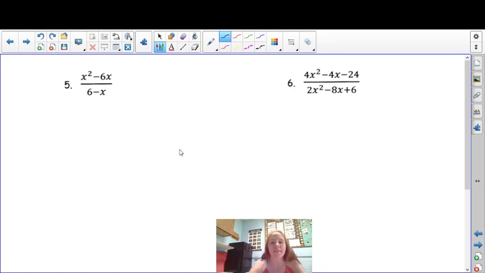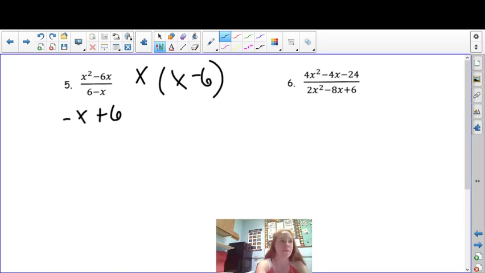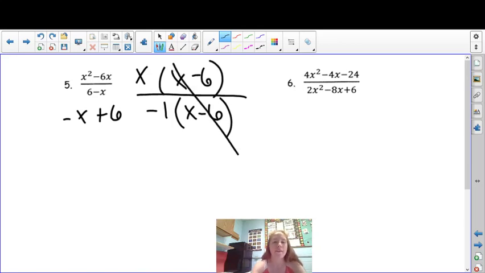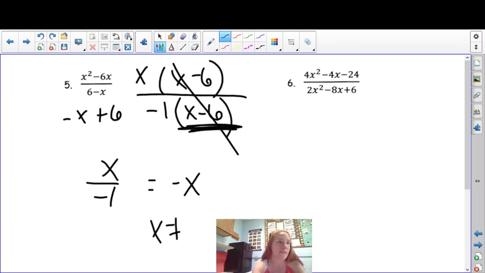On number 5, I take a look and say, what do I have on the numerator? Well, I see I have x squared and an x, no constant, so that means the most I could take out is an x. Remember, we can rewrite this as negative x plus 6. So I'm going to divide out a negative 1 again and be left with x minus 6. I can cross off my x minus 6's, and I'm left with x divided by negative 1, which is simply equal to negative x. And then my restrictions, x cannot be equal to, well, the only set of parentheses that I have is this one, so x cannot be 6.